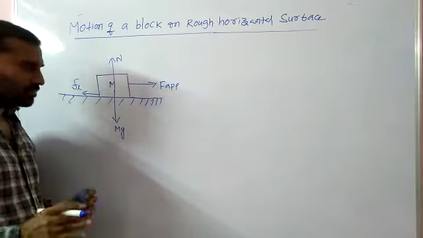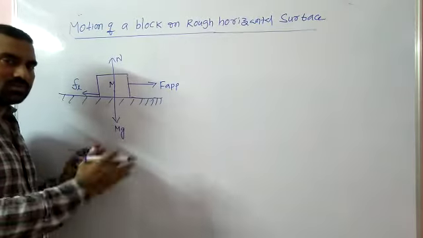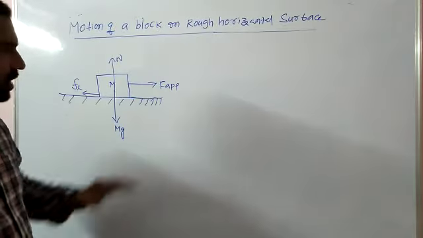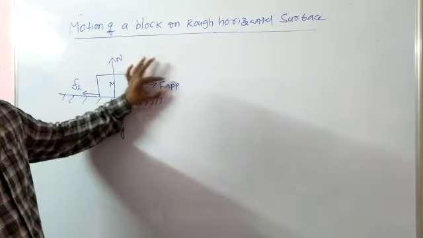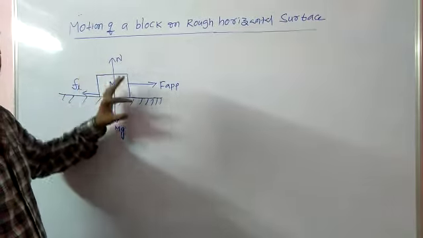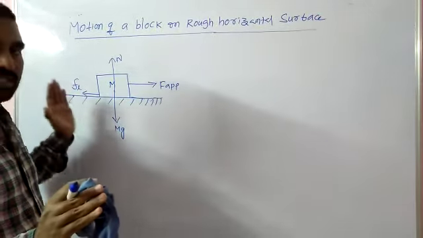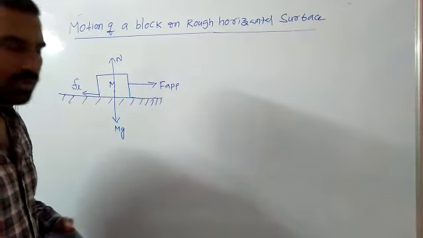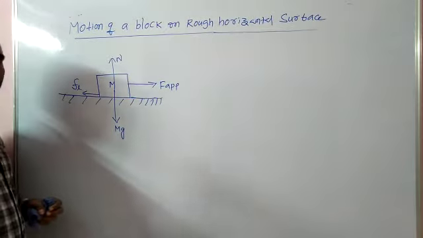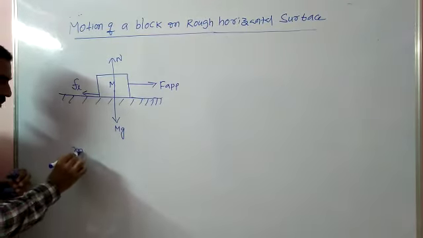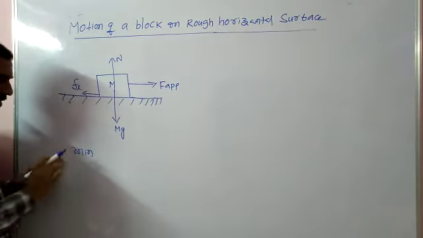The block is ready to move, about to start. If the applied force is equal to limiting friction, then this block is ready to slide, not slide, just begins to slide and is ready to move. So what is the minimum force required to move this block? The minimum is very important.